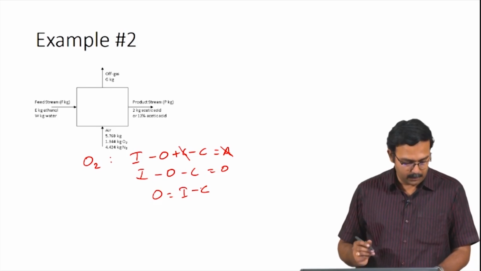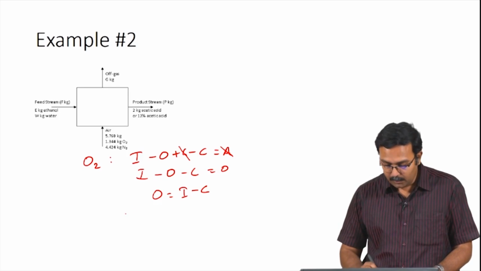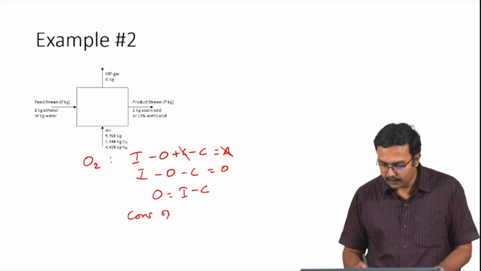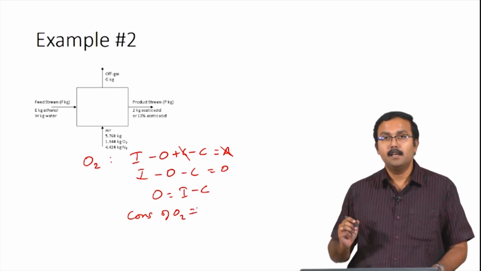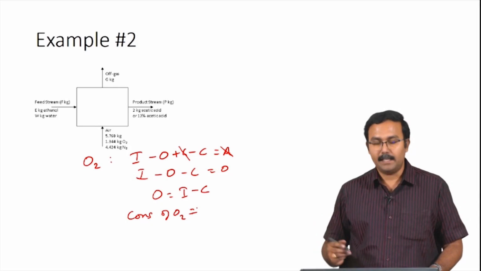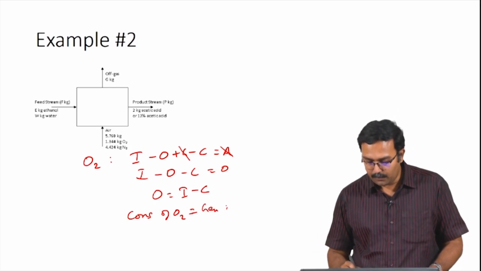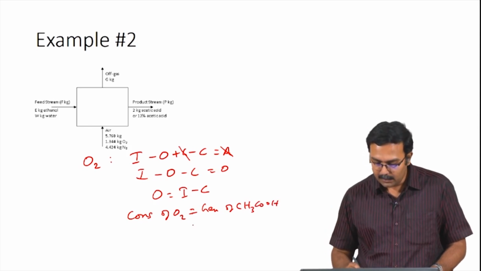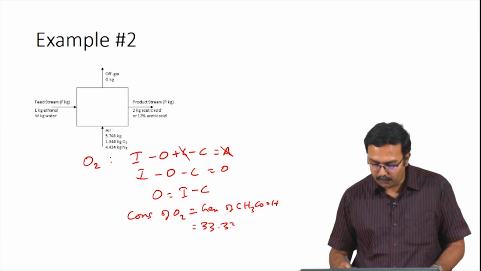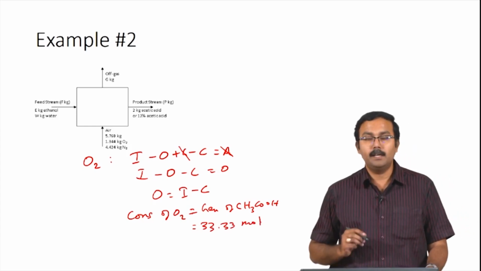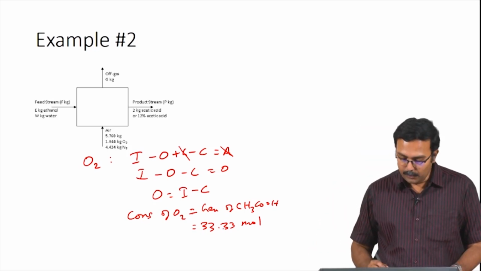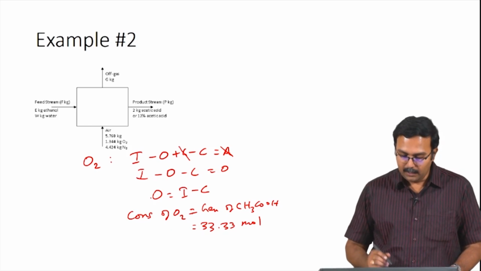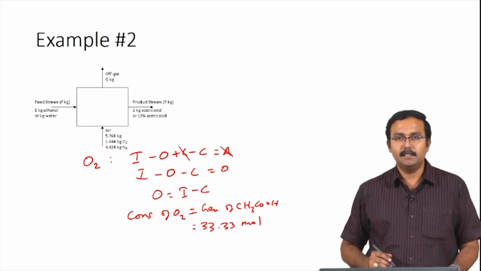How do we calculate the consumption of oxygen? Using the stoichiometry, we know that consumption of oxygen would be the same as the generation of acetic acid. For every mole of oxygen consumed, 1 mole of acetic acid is generated, which means 33.33 moles of oxygen has been consumed in the process where we have produced 33.33 moles of acetic acid. So, using this we can calculate the mass of oxygen leaving the system.